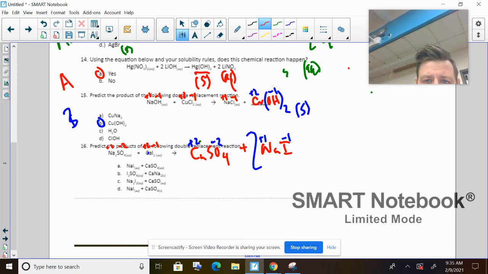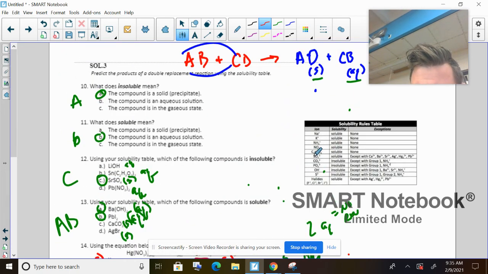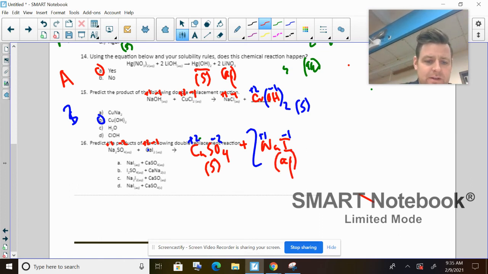Now let's do the solubility chart. When I look at the solubility chart, SO4 is soluble, except it's insoluble with Ca, Ba, so Ca fits the rule for the exception. That one is a solid. And then NaI is aqueous. So I just ran through it all for you, and the answer then is D.